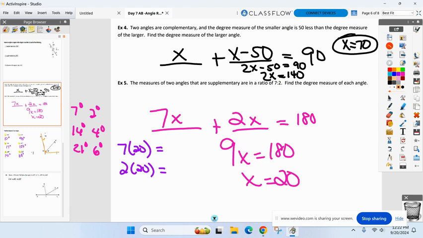So what are my 2 angles that are supplementary that are in a ratio of 7 to 2? 140 and 40.